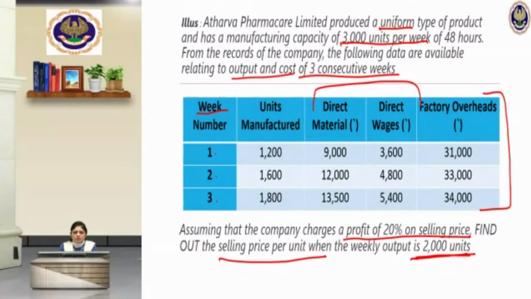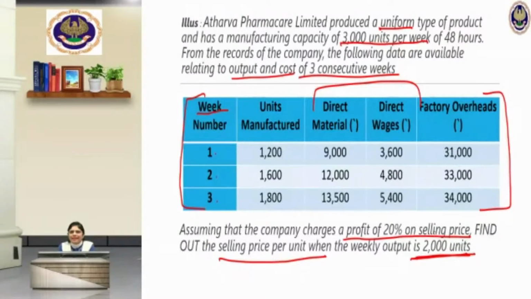Okay. So the company charges a profit of 20% on the selling price. That means first of all, you have to find the cost. So on the cost, you have to charge a profit of 20% on selling price. That means first of all, you should have the total cost. First of all, we have to find out the total cost for these units, for these 3 weeks, and then the rate will be applicable to 2,000 units. So that is the second part of the question.